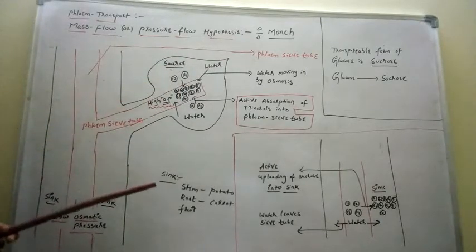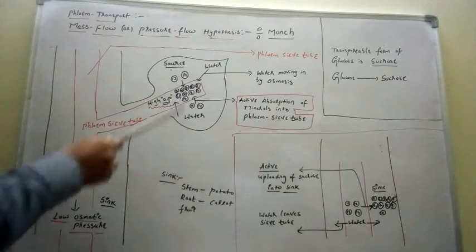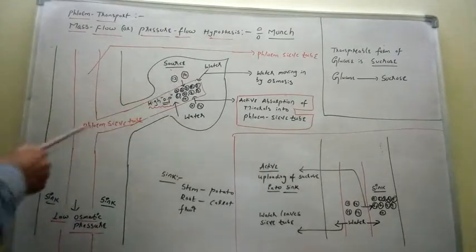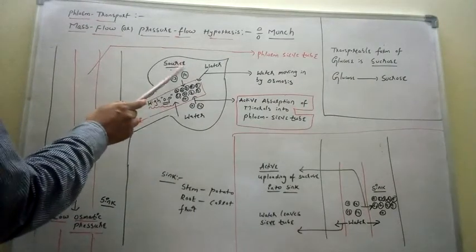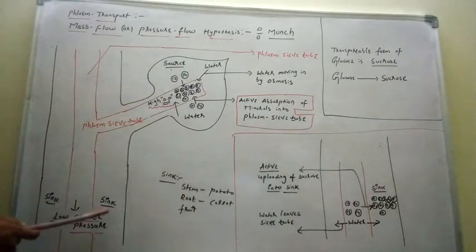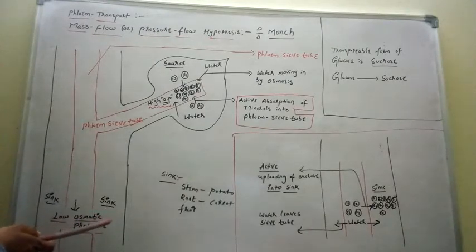Now, if you see the food material, this is a schematic diagram of the leaf and stem. As the food material is prepared in the leaf, it is called the source. And this is the sink. Sink means the region where the food material is stored. That is called the sink.